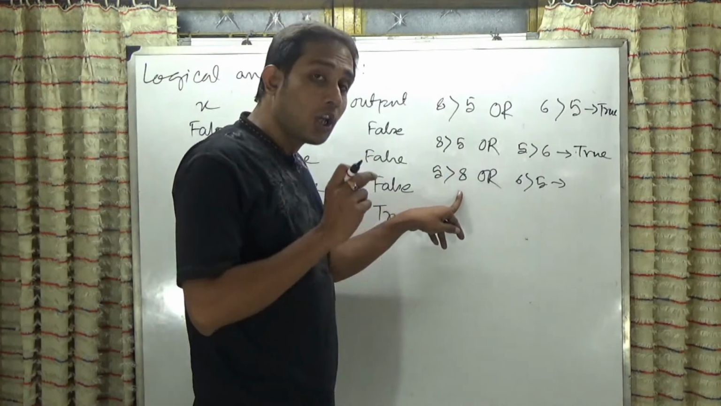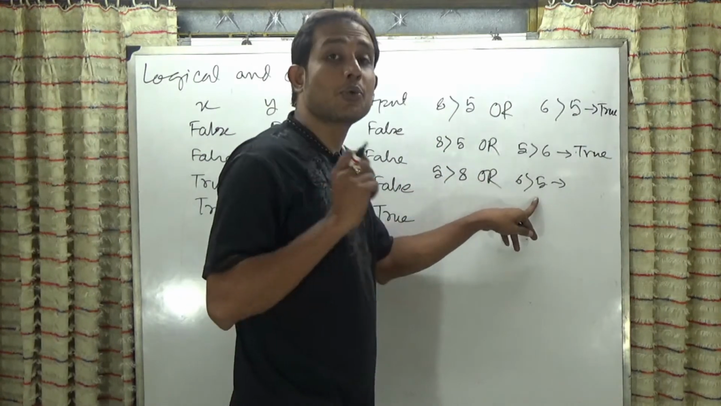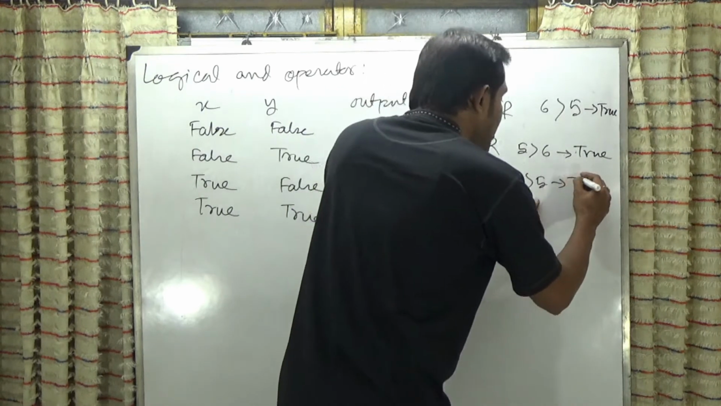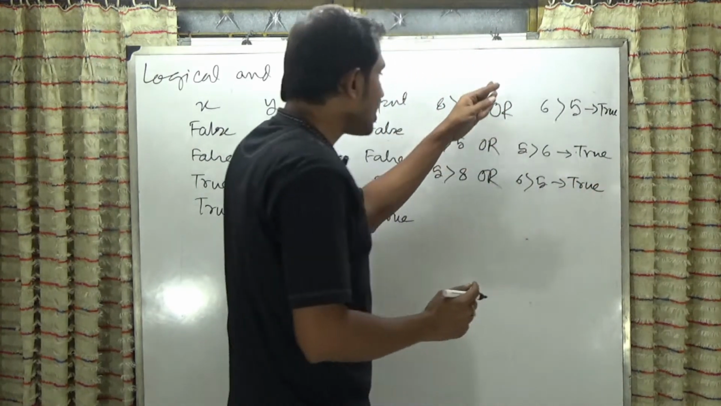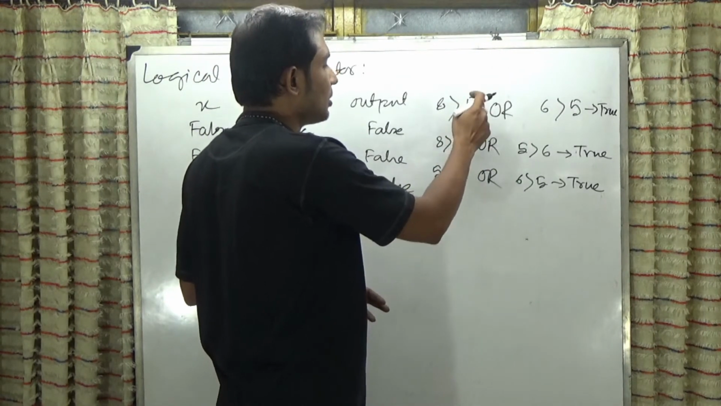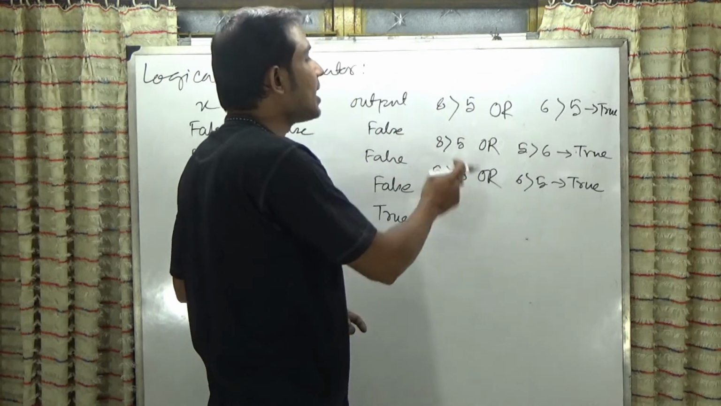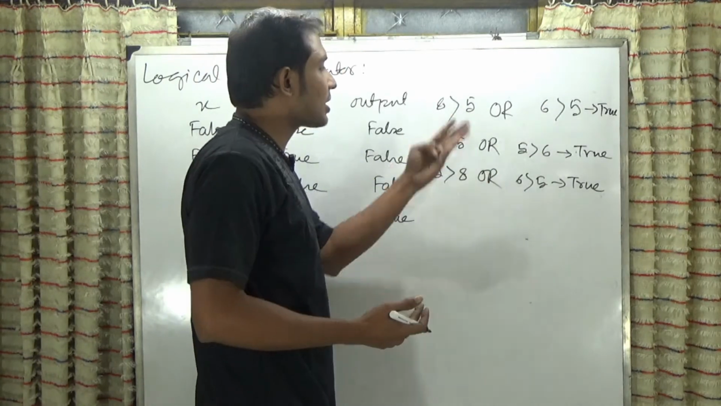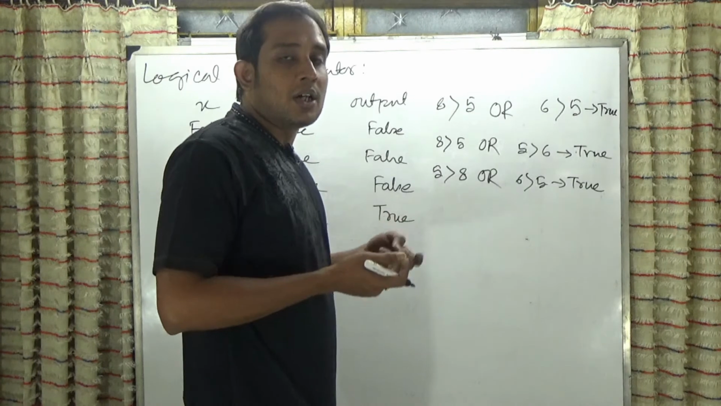In this case only the second condition is going to be checked, and as 6 is greater than 5 is true, so it returns true. So in the case of the logical OR operator, in both of these cases, only the first condition is checked, the second condition is ignored, and the first condition is true.